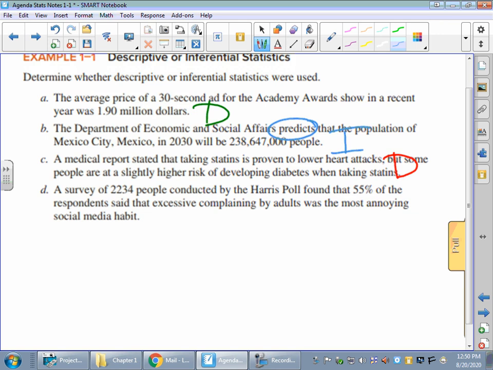D, a survey of 2,234 people conducted by the Harris poll found that 55% of the respondents said that excessive complaining by adults was the most annoying social media habit. I might agree with them. However, this is a survey that was conducted, so they're just presenting the information. So this feels very much like descriptive.